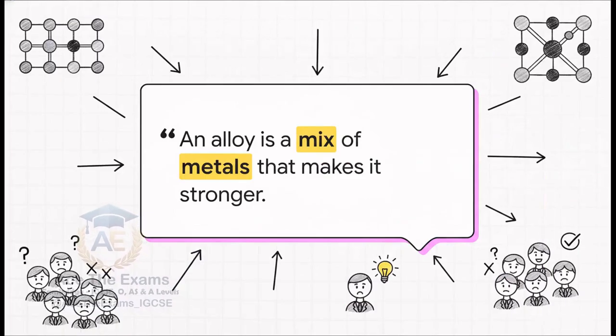An alloy is a mix of metals that makes it stronger. Now, if you asked 100 students to define an alloy, honestly, 99 of them would write something exactly like this. It's that typical everyday language shortcut. It sounds logical, it feels right, and well, it completely backfires on the exam paper.